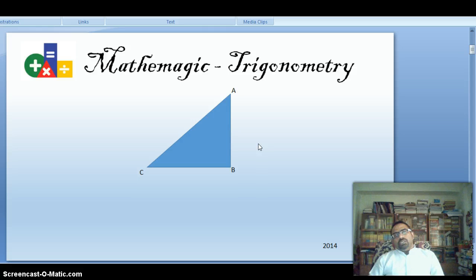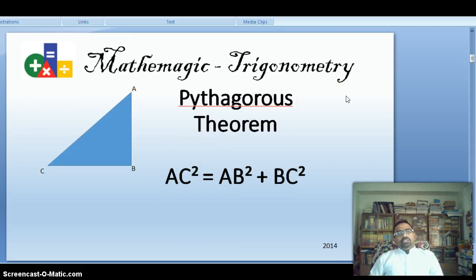When we talk about right angle triangles, the first thing that comes to our mind is the Pythagoras theorem, which you would have learned in some of your earlier classes. And what does the Pythagoras theorem state? It states that the square of the hypotenuse is equal to the sum of the squares of the other two sides. So if you look at this, AC squared is equal to AB squared plus BC squared. It's pretty clear how the Pythagoras theorem works using this figure.